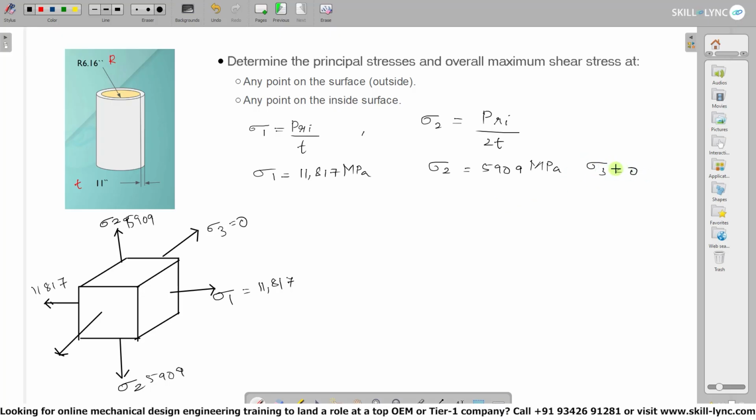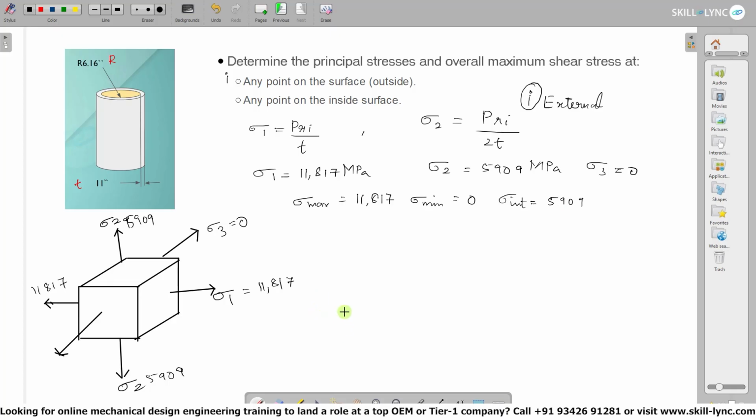For better understanding, I'll write external here, which is the first question which we are addressing. Now, if we take the sigma maximum value, it's going to be 11,817, sigma minimum value is going to be 0, and sigma intermediate value is going to be 5909.